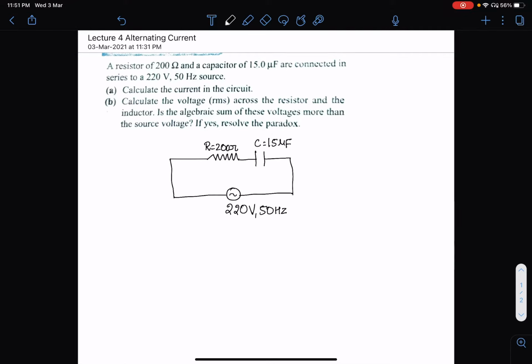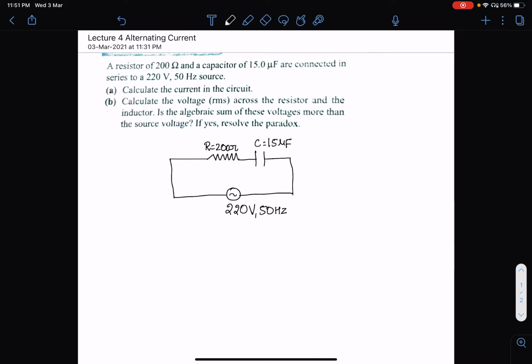So in this series of problems of alternating current, today we have another problem here. It is given a 200 ohm resistor and a capacitor of 15 microfarad. They are connected in series with a 220 volt source, and the frequency of the source is 50 hertz. We have to calculate the value of current in the circuit. That is the first part.